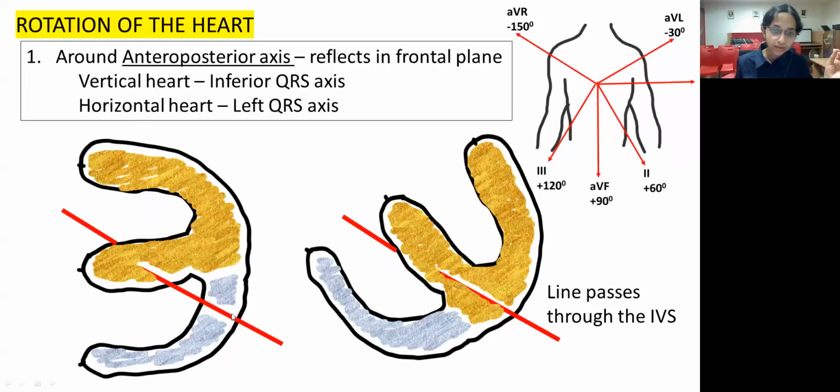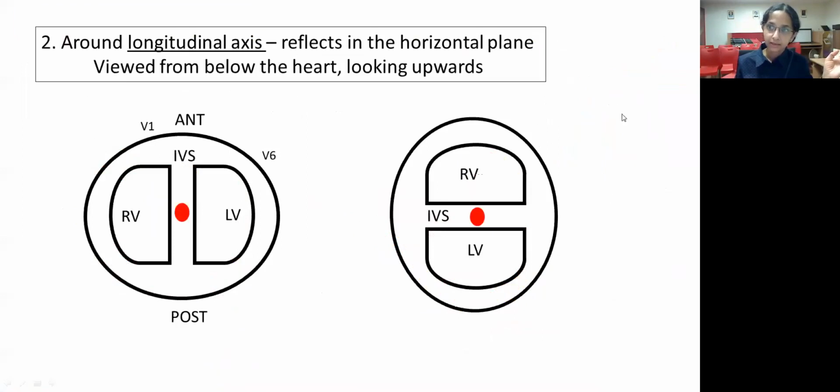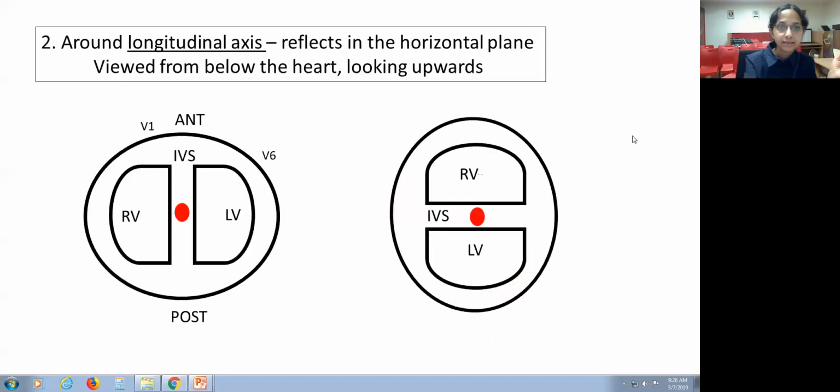If it's the clockwise direction, the heart comes to lie a little more vertical and the QRS axis is inferior. Whereas if it is in the anti-clockwise direction, then the heart lies more horizontal and it's a left QRS axis. Whereas if you see in the axial plane, the line passes across the center of the IVS. This is the cross section and you're viewing from the leg side towards the heart. This is the line which passes from the superior to inferior aspect of the heart, and this is anterior, this is posterior.